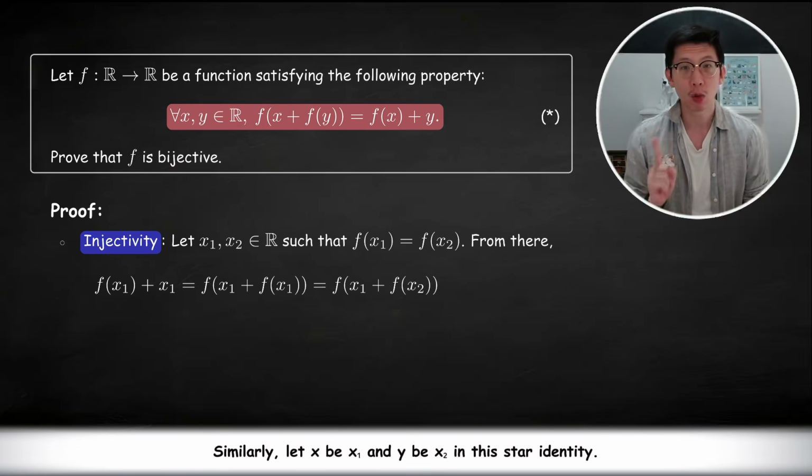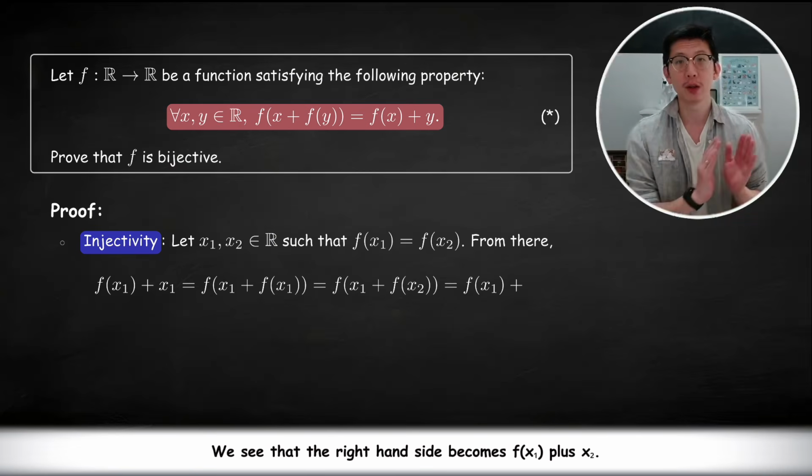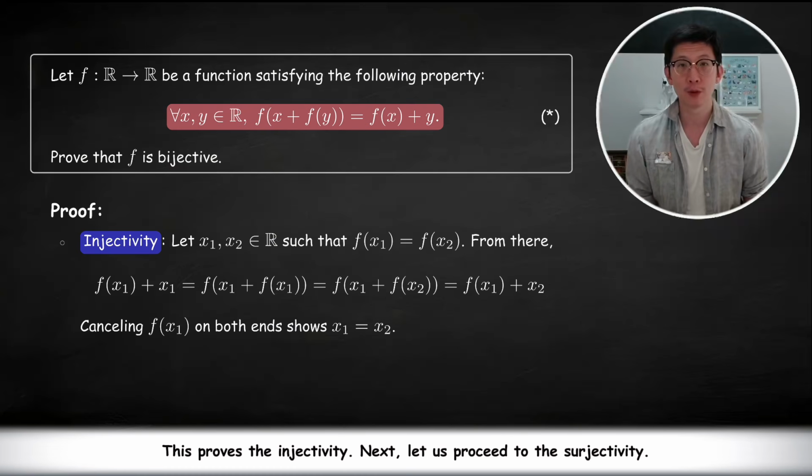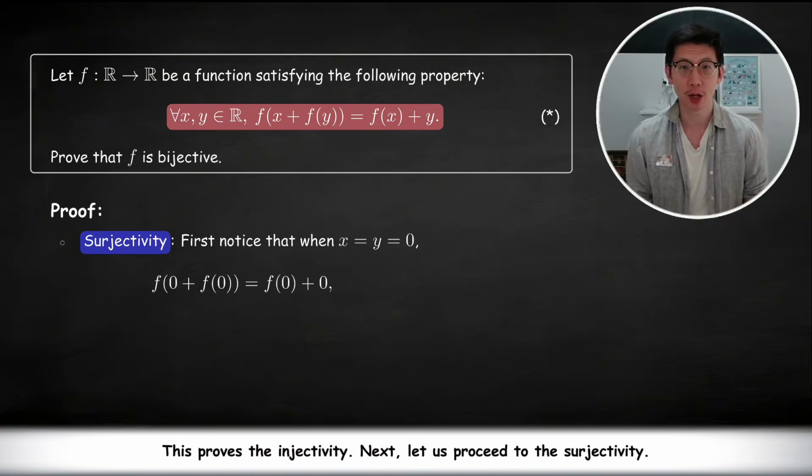Similarly, let x be x1 and y be x2 in the star identity. We see that the right-hand side becomes f(x1) + x2. Now, cancelling the common term f(x1) on both hand sides indicates that x1 is equal to x2. This proves the injectivity. Next, let us proceed to the surjectivity.